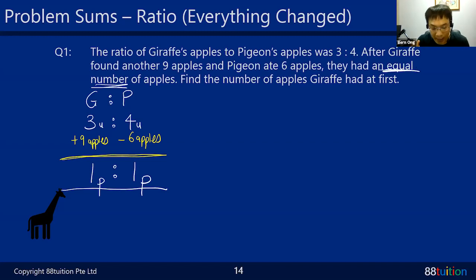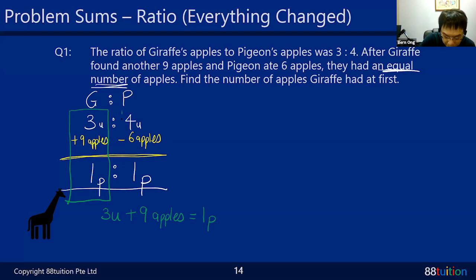Then next, what happened? We have to look at the story. Let's take a look at the story from the giraffe viewpoint. It means you have to read downwards like that. In the beginning, giraffe got 3 units. Giraffe found 9 apples, means plus 9 apples. Eventually it becomes 1 part. Can you see now? Read downwards. 3 units plus 9 apples equal to 1 part.